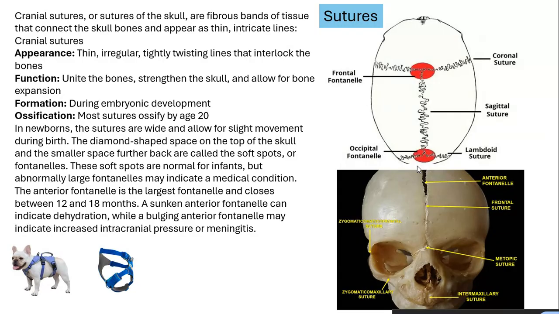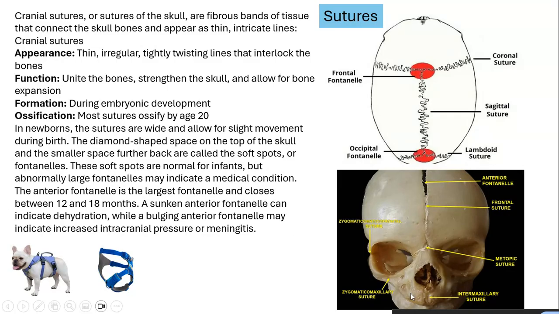A sunken anterior fontanelle can indicate dehydration, while a bulging anterior fontanelle indicates increased intracranial pressure or meningitis. An inflammation of meninges is meningitis. All right, so sutures are like this, dog with harness. They contain the dog in it, and allow them to grow, but it's also containing it, tightening all the bones together, saying you can grow, but you can't run away, like that.